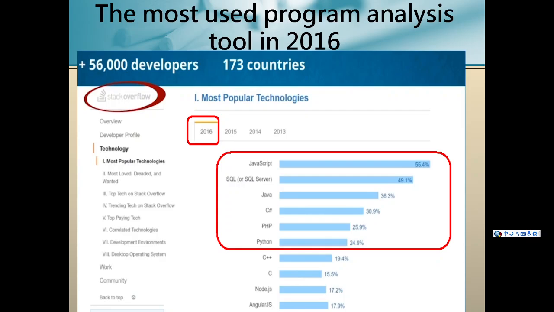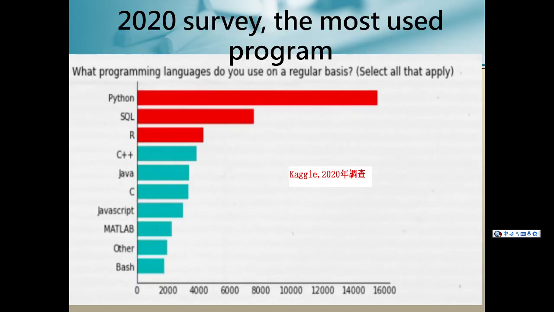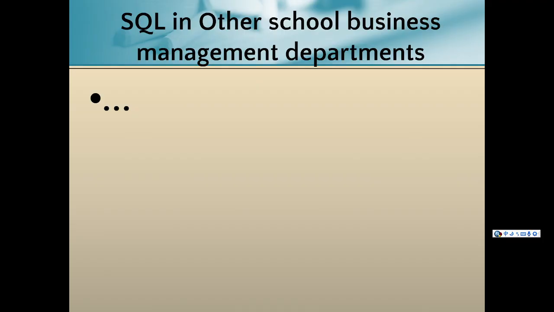The most used program analysis tool in 2016 is here. SQL is number two. For the 2020 survey, for the most used program, SQL is number two. Python is number one now. So SQL is also taught in the school's business management department.